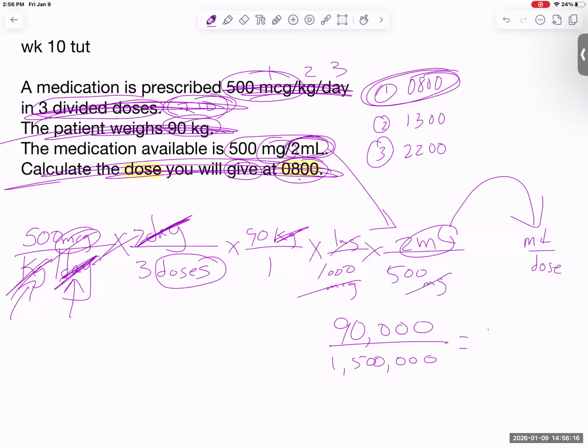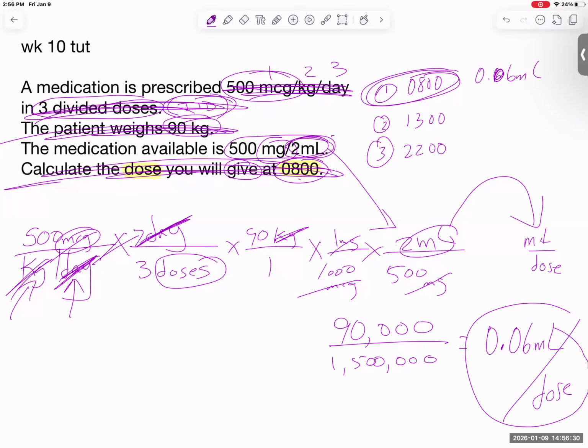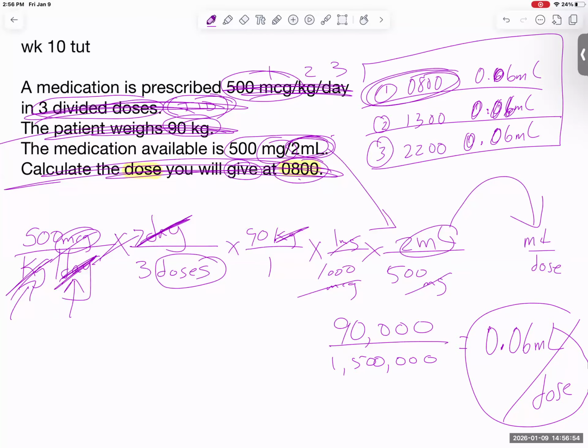You got it, Julius. 0.06 milliliters per dose. So that means I'm going to draw up 0.06 milliliters at 8 a.m., 0.06 milliliters at 1 p.m., and 0.06 milliliters at, what is 2200? Okay, good. Yes, so that's what that means per dose. I'm going to give my doses in this manner.